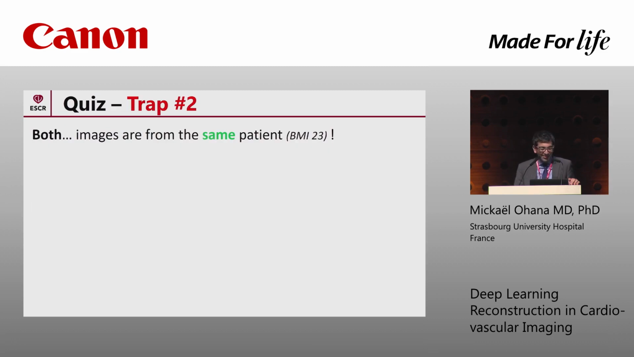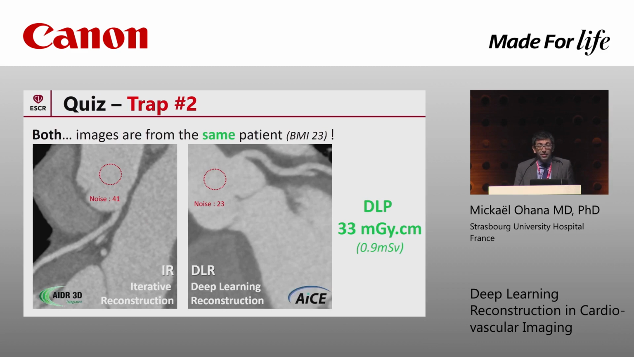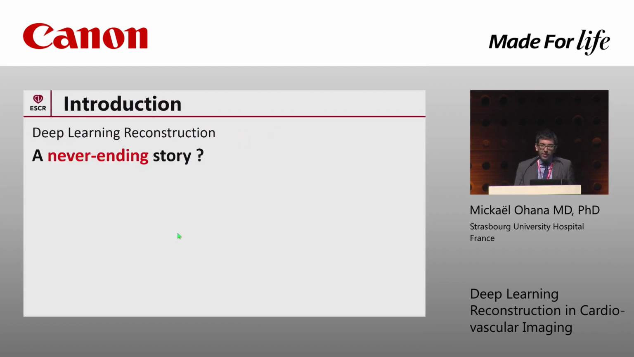So maybe you saw that coming. And what are the differences between both images? If you look at the DLP, we are just below the millisievert here, and these images look less noisy than this one. And of course, the only difference between the two is the reconstruction algorithm that was used. Here, image A, it's the standard iterative reconstruction. This is AIDR 3D. Here, it's the deep learning reconstruction, which is called ACE. And you see that you have a significant decrease in the image noise, as well as an improvement of the image quality.